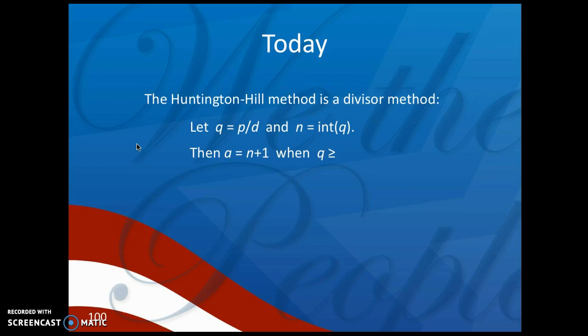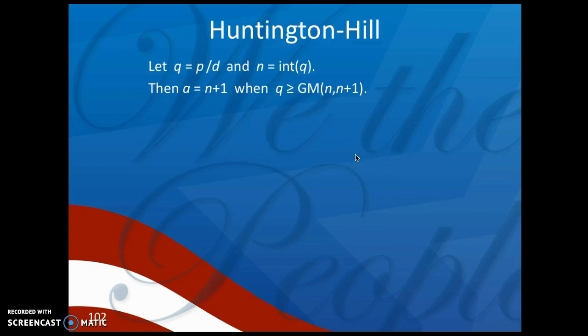So Huntington-Hill is a divisor method, so you do have to change the divisor if you don't get the correct house size. And again, we're still looking at rounding. Q is your quotient, your population divided by your divisor. Divisor is the number of people per representative. And n is going to be the rounding down, n plus 1 is rounding up. And it turns out Huntington-Hill's method corresponds with that geometric method of rounding, the geometric method of rounding between two numbers.